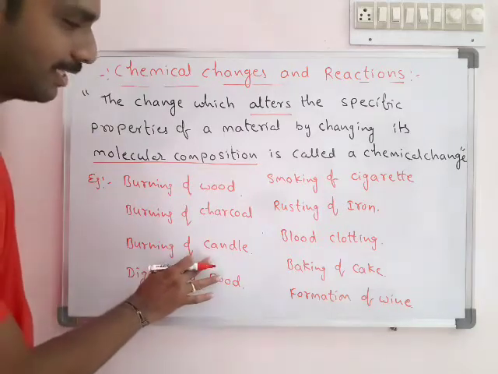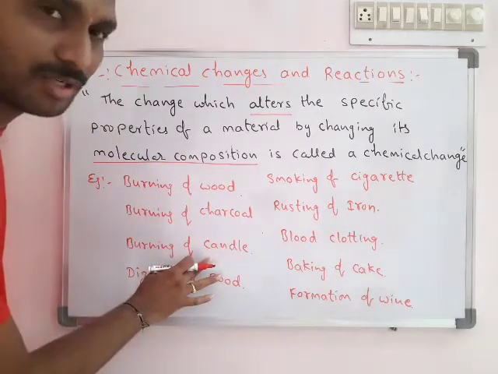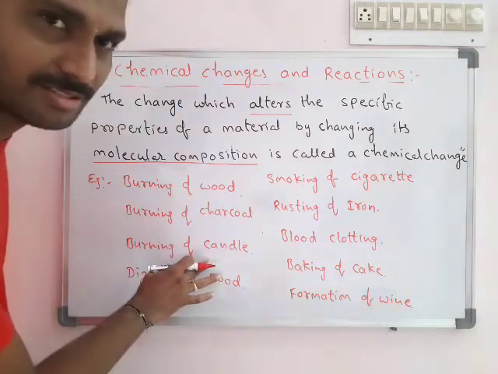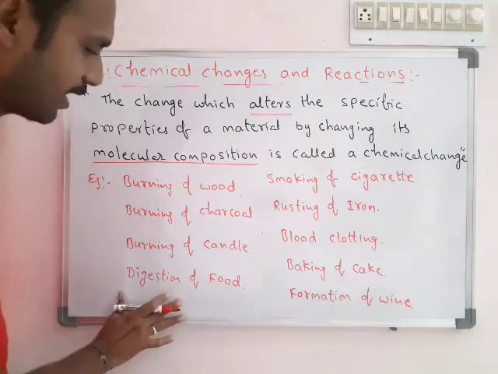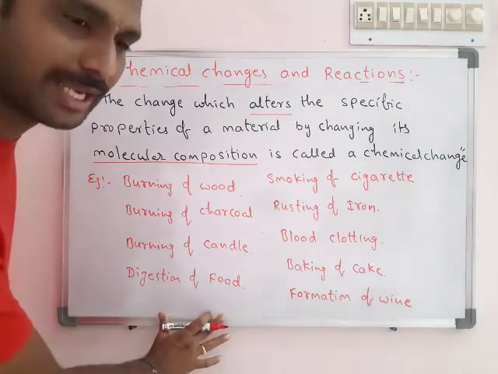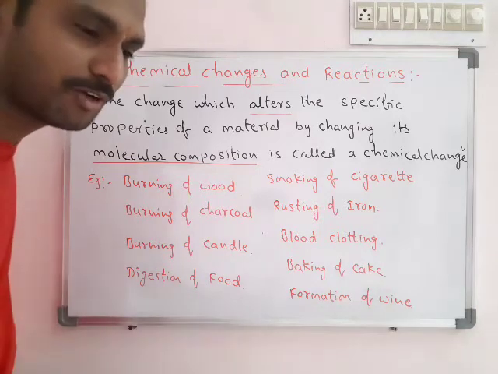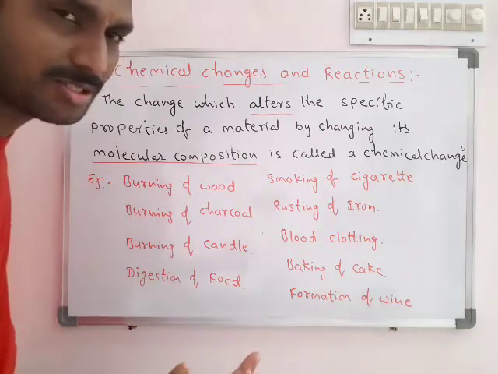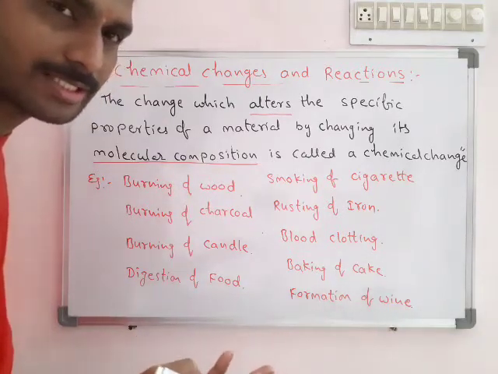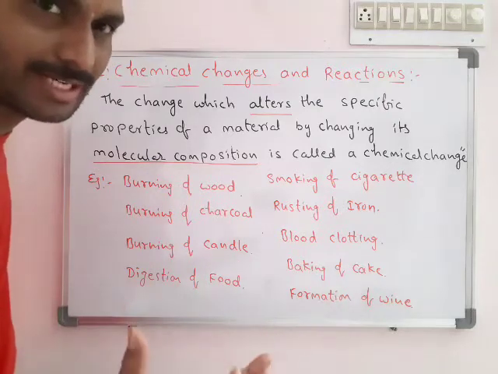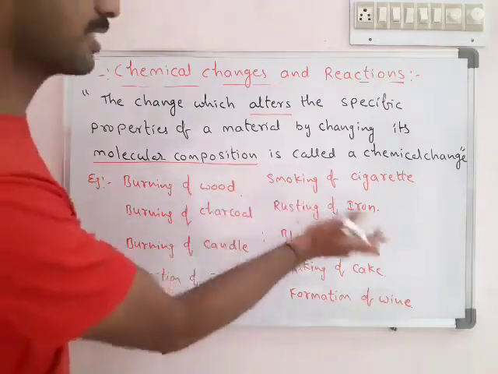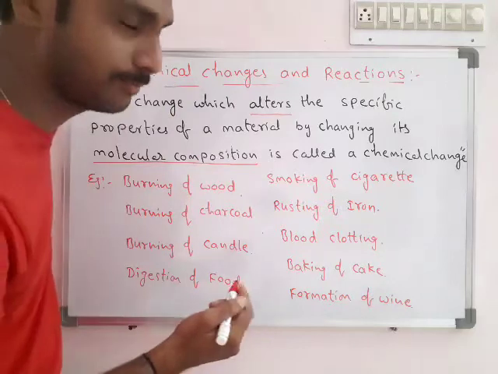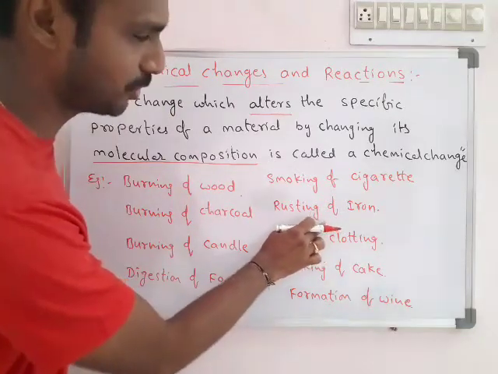Burning of a candle is also a best example for chemical change. It is made up of wax, and wax undergoes chemical change. Like digestion of food, which we just explained: when we take food, it undergoes many chemical reactions, and finally releases mainly carbon dioxide gas and a large amount of energy for our body. Like smoking of a cigarette, which also releases carbon particles. So rusting of iron. You know the rusting of iron.